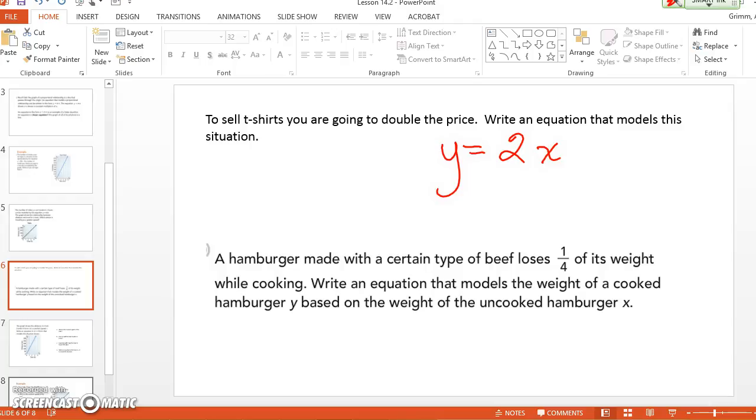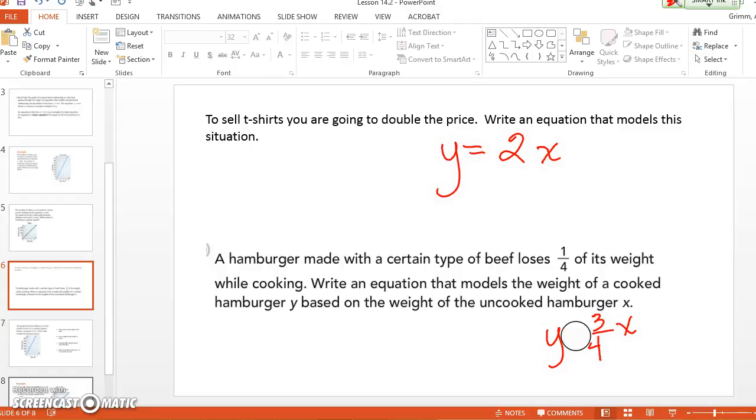All right, Eric. Okay, then that would be a fourth of whatever it is. Katie? So then it's a Y equals 3/4 X. So if 1/4 goes away, how much do you keep? 3/4. So Y equals 3/4 X.